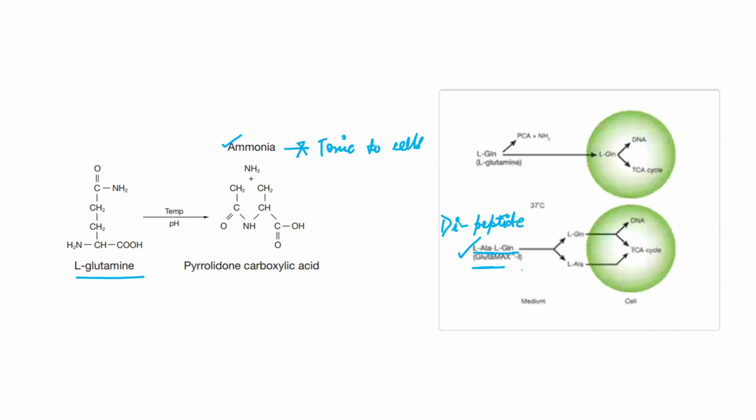So what happens in dipeptide is that this is the mechanism of dipeptide utilization. It involves gradual release of this peptidase during culture, so that this dipeptide is gradually hydrolyzed, unlike this L-glutamine. So here, what happens? This does not lead to cell toxicity. Okay, and this results in a high growth yield. So that is why this Glutamax is used.